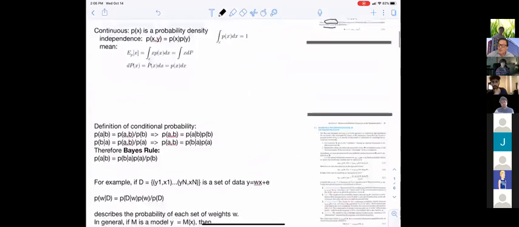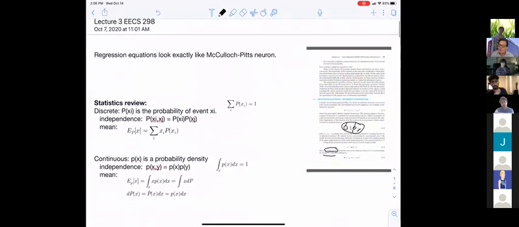The first thing I wanted to do, however, before going there, is just to briefly review some of the very simple statistical terminology that you guys have seen.